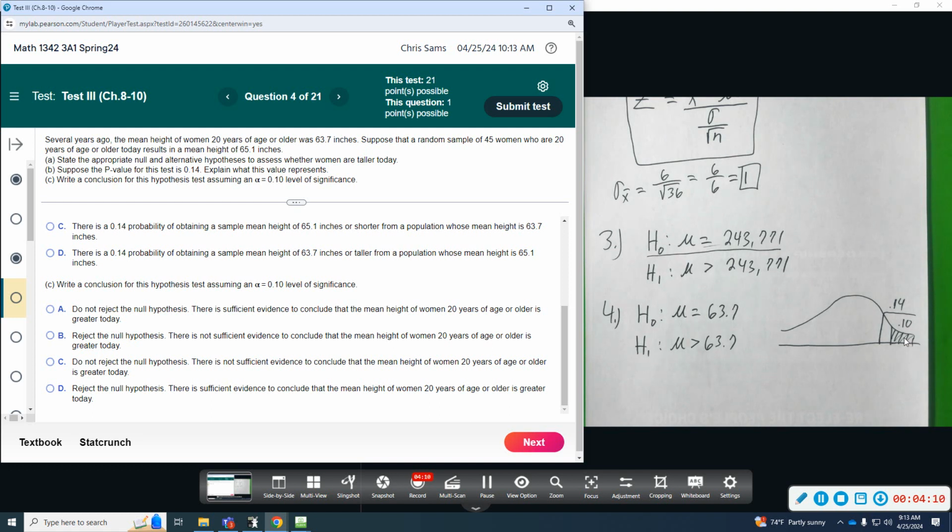Remember, this is the rejection region. So do not reject the null. There is sufficient evidence. Okay, so it's not going to be correct. Reject the null. Do not reject the null. There is not sufficient evidence to conclude that the mean height of women 20 years of age or older is greater today. So yes, this is going to be the case.